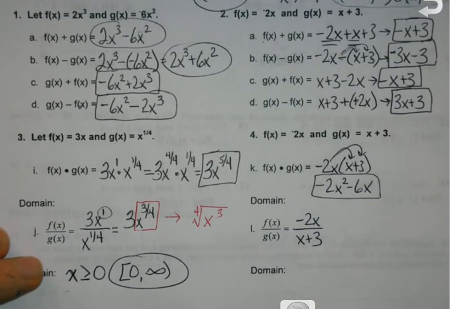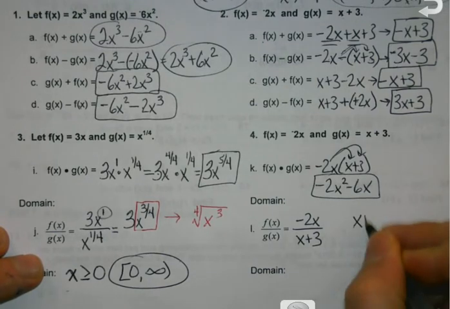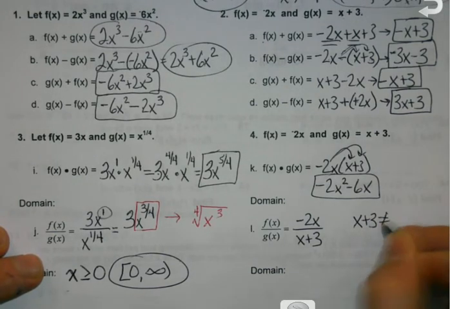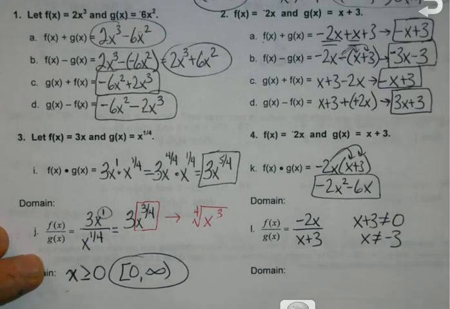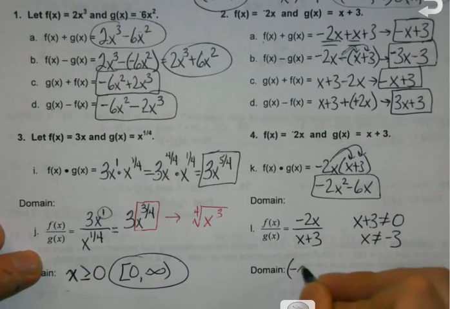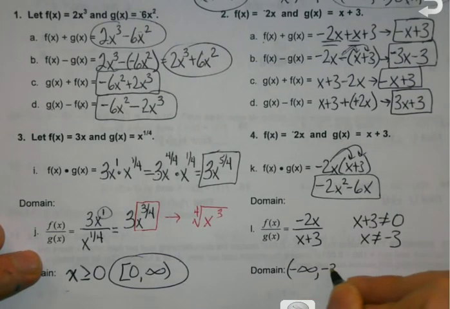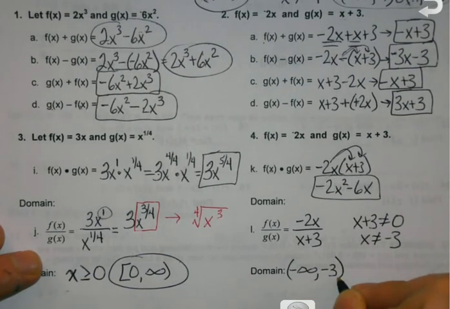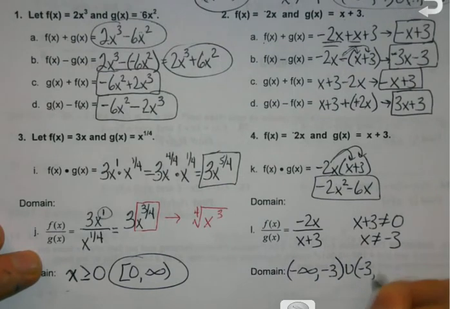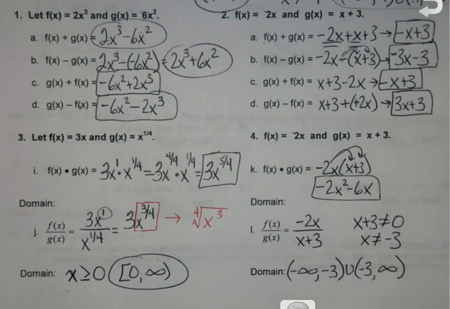What value would cause me a problem this time? Negative 3. Because if x plus 3 can't equal 0 and I subtract 3, I find out that x can't be negative 3. So like we did up above when we were doing our first examples, my domain, I want to cover everything but negative 3, because that's the one value that doesn't work. Everything else is good.